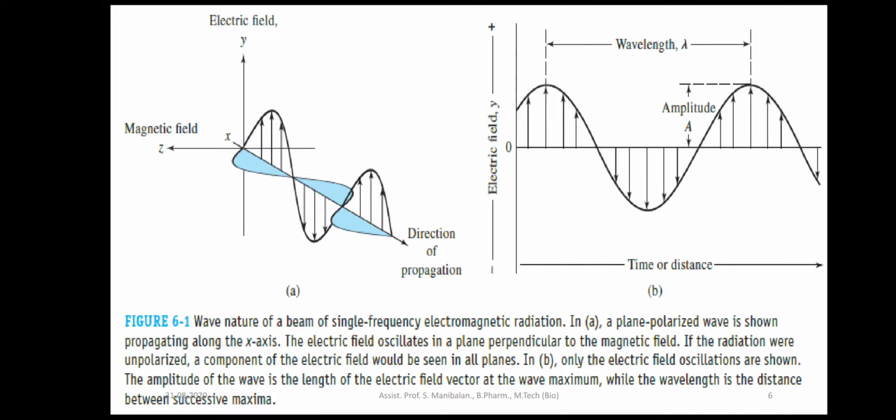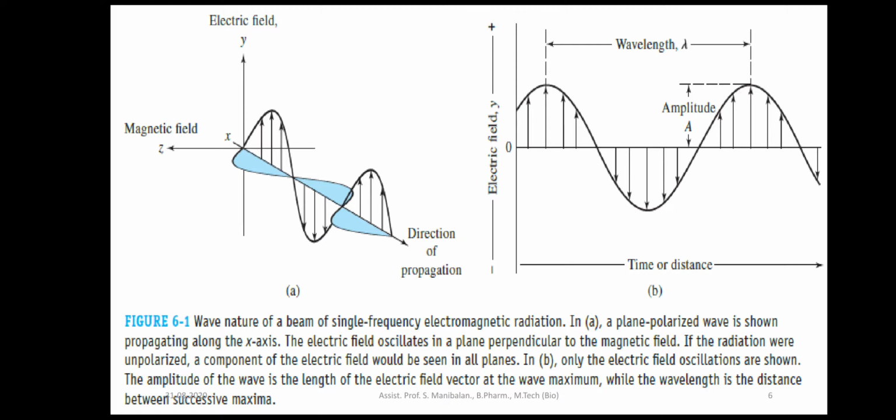In the next picture B, you can see only the electric property of the wave, because we already know that we need the electric property for our sample, since we are going to study the wavelength, frequency, amplitude and velocity. For that, the electric property is more important.